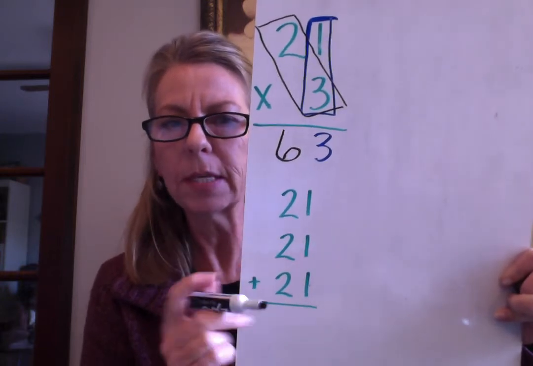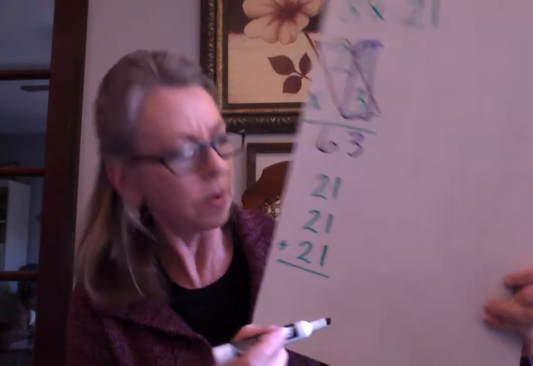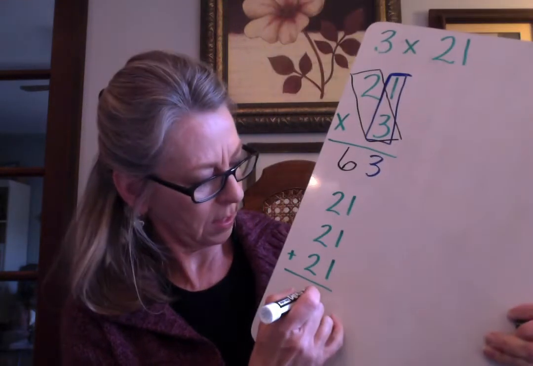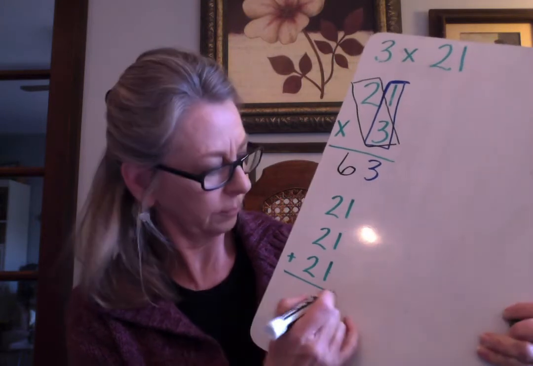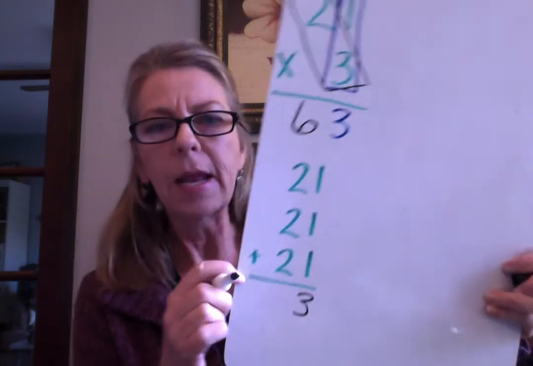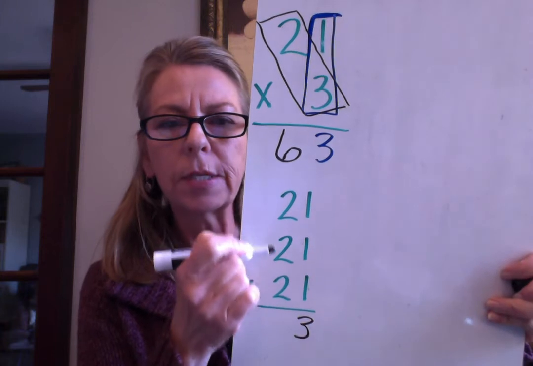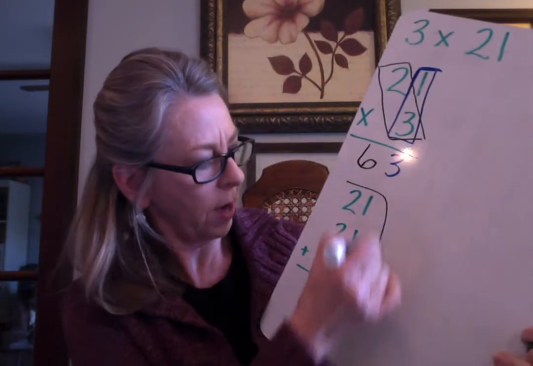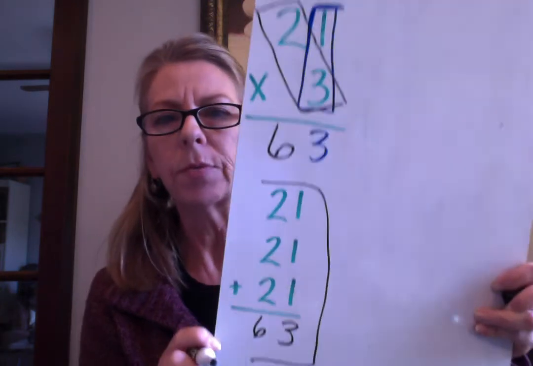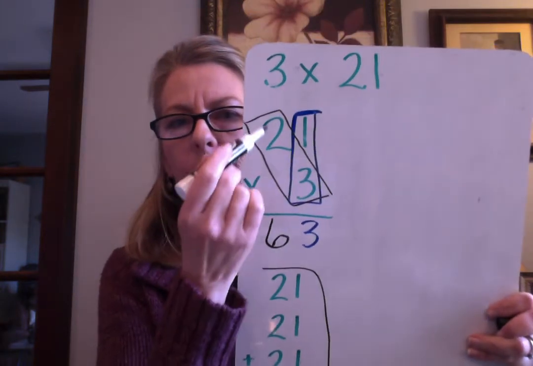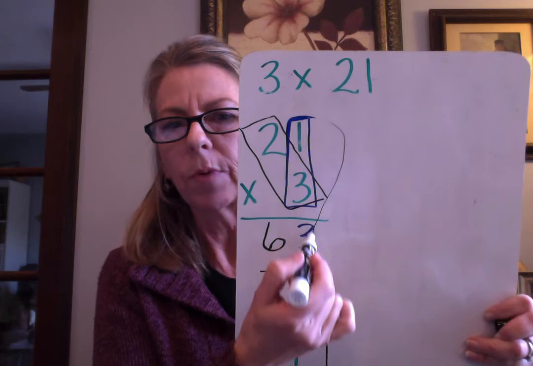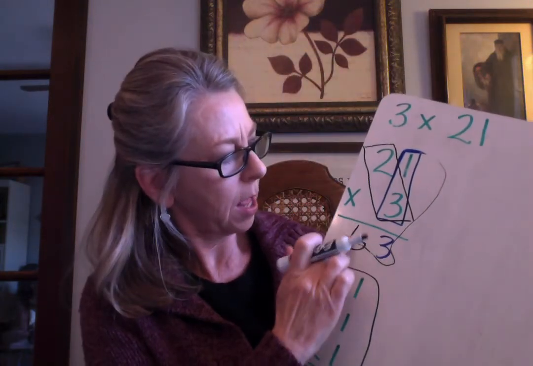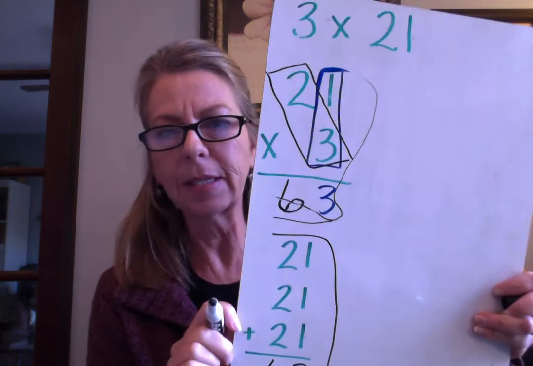Okay, so I said that if we added, we would get the same answer. So we can use this for checking. So remember, when we add, we start with our ones, and we have how many ones? 3 ones. And then add our tens, 2 tens, 4 tens, 6 tens, and there's our answer. So you can see whether I added 3 groups of 21 or I multiplied 3 groups of 21, my answer is still 63.